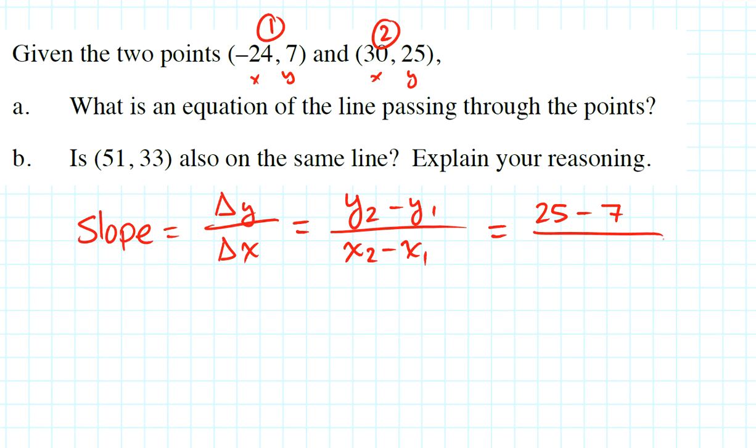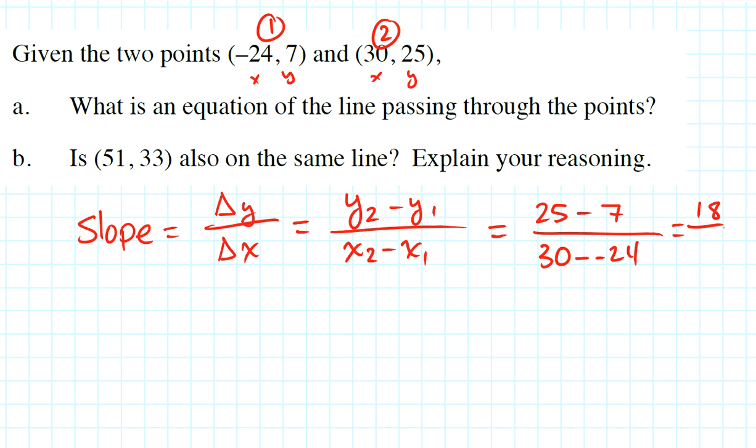Then for my denominator, my x's end up at the number 30, but they began way back at negative 24. So again, the difference between where they end up and where they began, 30 minus a negative 24, that's a pretty significant change. So if we look at our numerator, 25 minus 7, I believe is a positive 18.